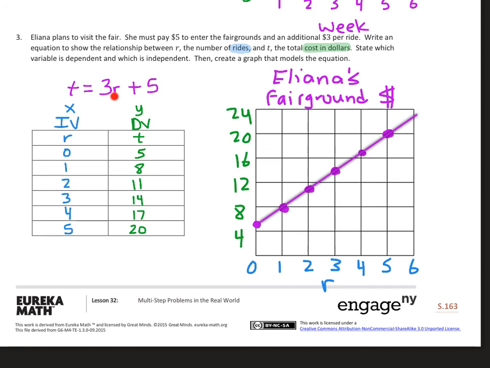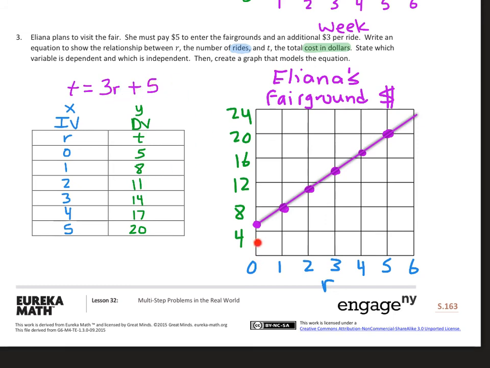So times R. So our independent variable is the rides, right? That's what we're going to input into the equation in order to get out our dependent variable or our answer. And that's our total cost. So even if she doesn't ride anything, she spends $5. But if she rides one ride, 1 times 3 is 3, plus 5 is 8. If she rides 2 rides, 3 times 2 is 6. 6 plus 5 is 11.